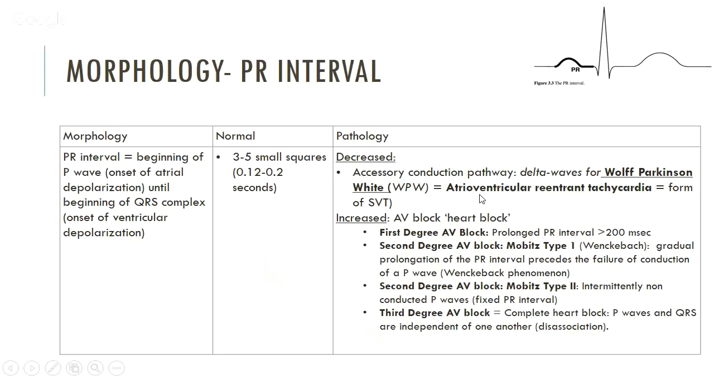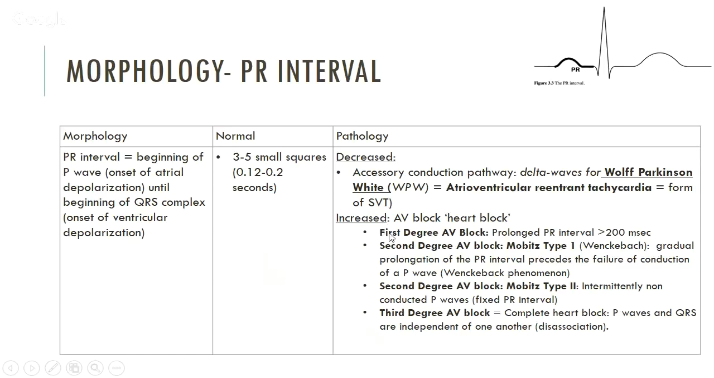And then the PR interval. So the normal PR interval is 3 to 5 small squares. And the main thing we'll look out for is whether it's decreased or increased. So if it's decreased, it's most likely going to be Wolff-Parkinson-White syndrome. I'll go into that later, but you look for a delta wave. If it's increased, it could be any of the AV block heart blocks.